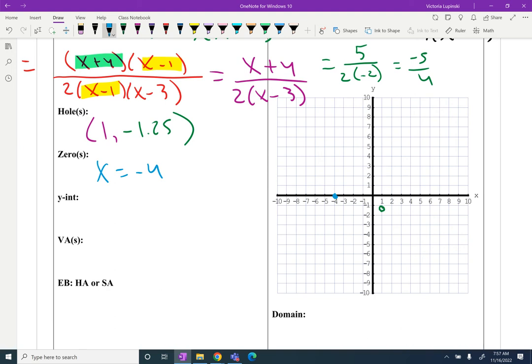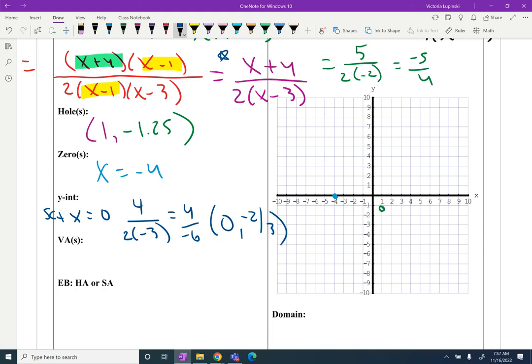To find the y-intercept in this case, we never really had a nice standard form, so you have to be a little bit more cautious here. If you're going to find the y-intercept, you just want to go back to your old way of doing it, which basically means put a 0 in for all the x's. You can do it from the reduced form or from the unreduced form. It doesn't matter. Probably a little bit easier to use this one. So everywhere there's an x, put a 0. So that's going to give you 4 over 2 times negative 3, which is going to give you 4 over negative 6, which is going to give you negative 2/3.